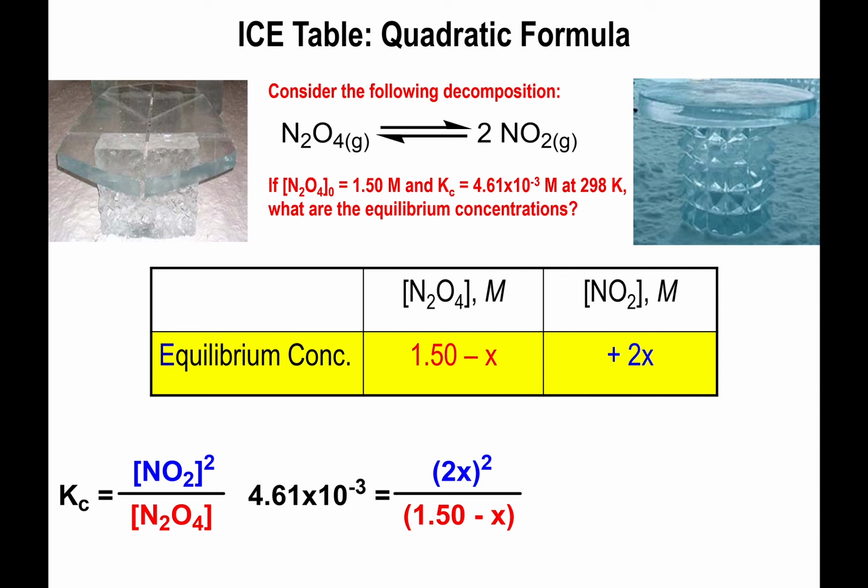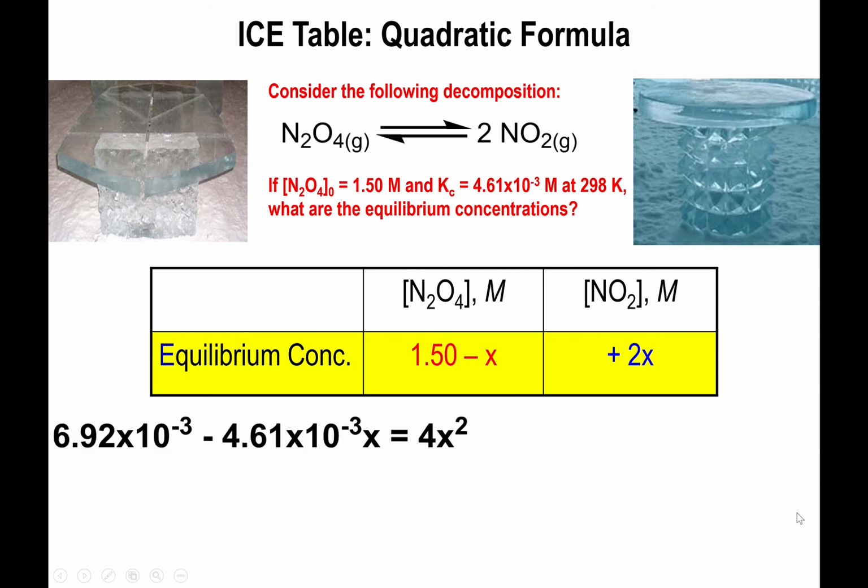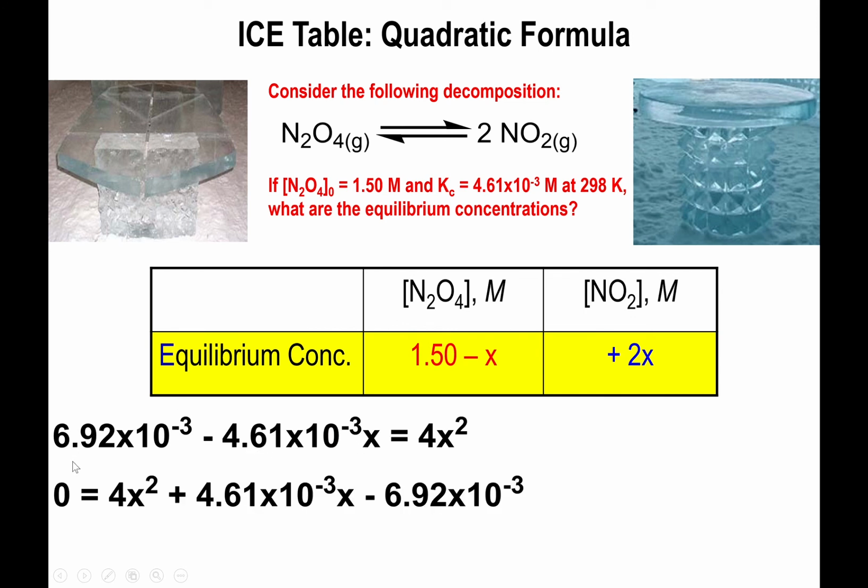So what we do to solve this problem is cross multiply both sides by 1.5 minus x. And also I went ahead and distributed the square, right? Distributed the square to the 2, distributed the square to x, so you have 4x squared on top. Now if you cross multiply both sides by 1.5 minus x, you're going to end up with the following expression. You're going to have a new number minus another number multiplied by x that equals 4x squared. If you bring everything to the right side, so if you add 4.61 times 10 to the negative 3 x to both sides and subtract 6.92 times 10 to the negative 3, you'll end up with the following polynomial expression, which equals 0.